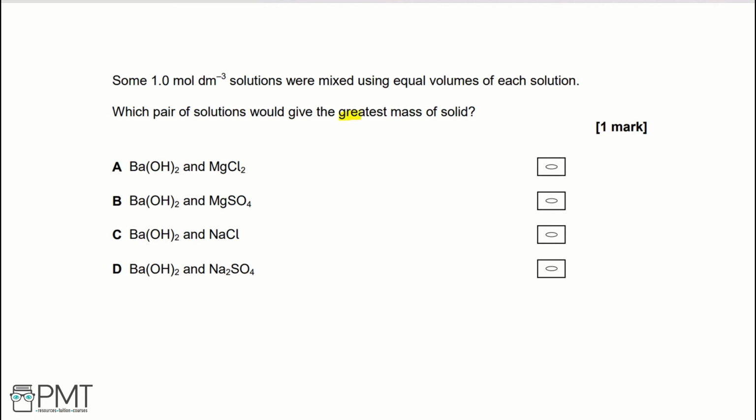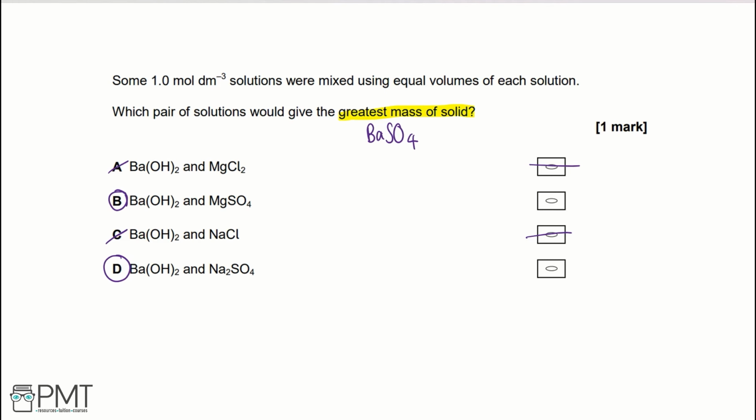In this question, we're looking for the greatest mass of solid, which means we're looking for an insoluble solid. And that's going to be barium sulfate. So there are 2 equations that form barium sulfate, and that's B and D. So A and C both form barium chloride, which is soluble in water. So these aren't our answers because we won't form a mass. We'll form an aqueous solution instead.